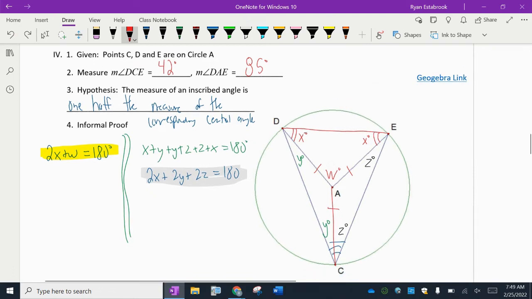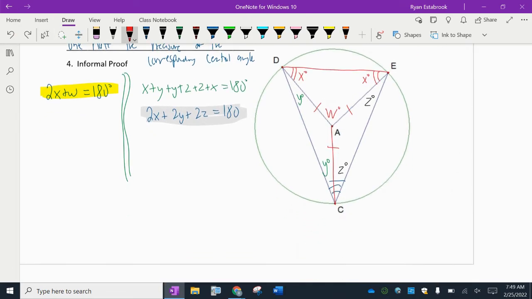So using our transitive property, we could say that this 2x plus w is equal to this 2x plus 2y plus 2z, right? They're both equal to 180. So this expression from the left is equal to that expression from the right. Still a pretty big equation.